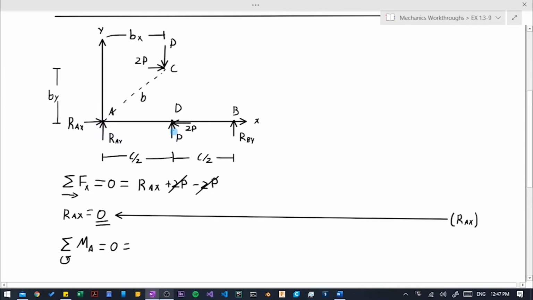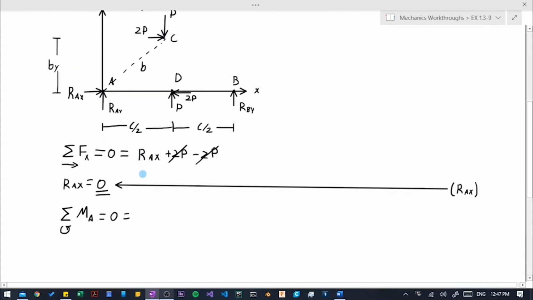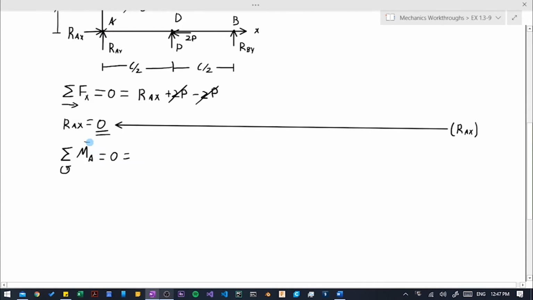But with these other forces, like this P right here has a distance of c over 2, and these forces at C have distances that we actually still need to find, Bx and By. And so we actually need to find those values before we are able to do our moments equation.